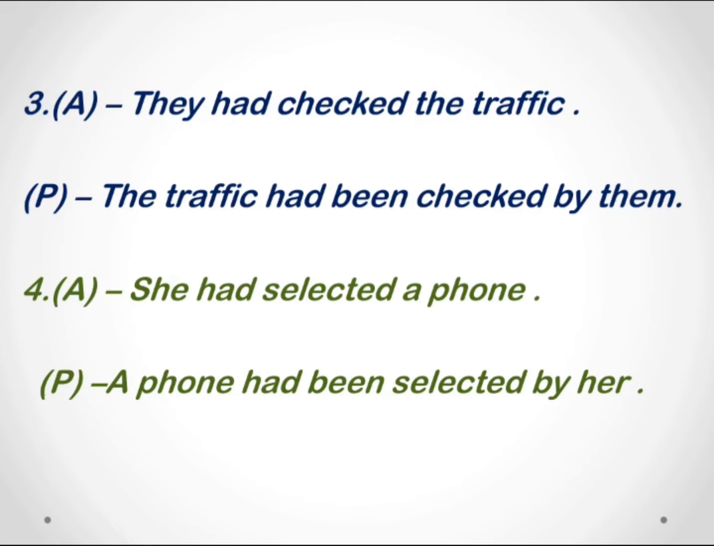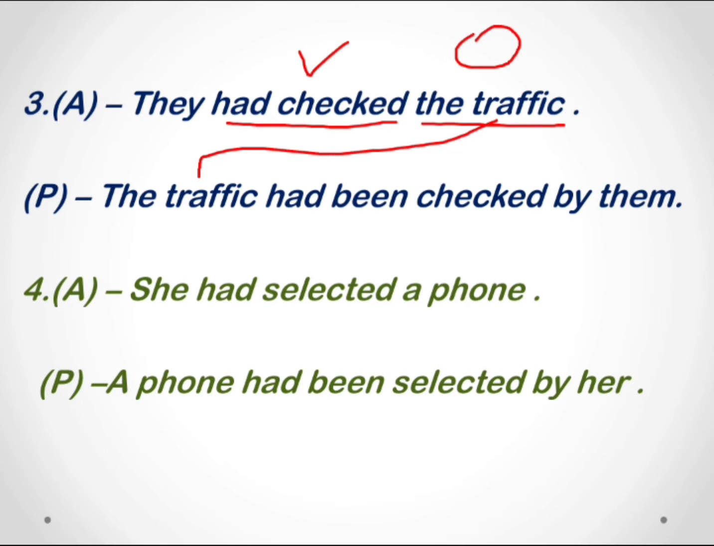Next, they had checked the traffic. Now they is the subject and had checked is the verb. What did they check? The traffic. So it is answering to the question what, so this is an object. Now the object in the active voice becomes the subject in the passive voice. So we begin this passive voice with the traffic.